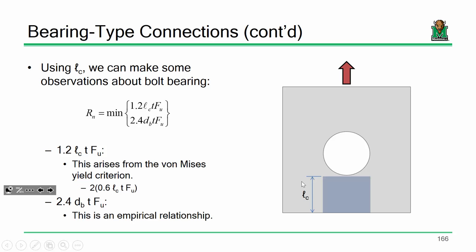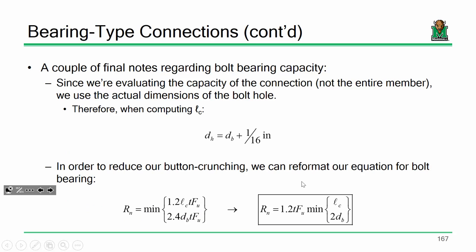Remember, the upper expression is intended to ensure that the bolt or the plate around the bolt doesn't tear out, and then the lower expression is trying to prevent bolt hole ovalization, just the hole literally stretching out and getting too long on you. Everybody okay with that? Okay.